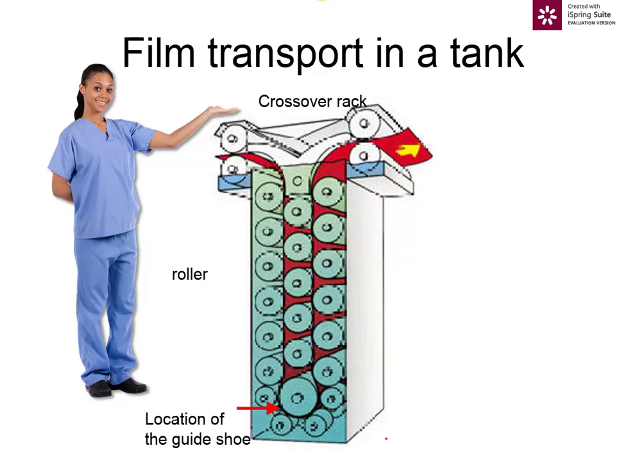Okay? The crossover racks, remember, is this kind of a fancy device that was on the top. Guide shoes, remember, were on the bottom. Okay? So really, in essence, what you've got here is this device that is making sure it comes from one and goes to the other. That's your crossover.